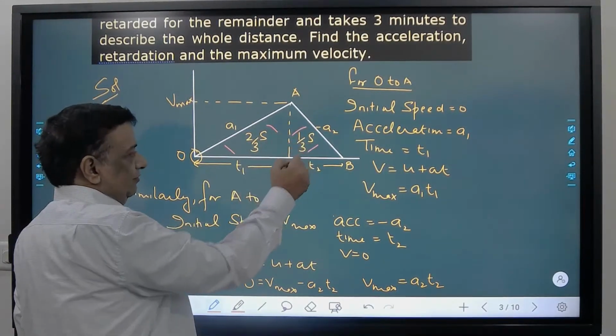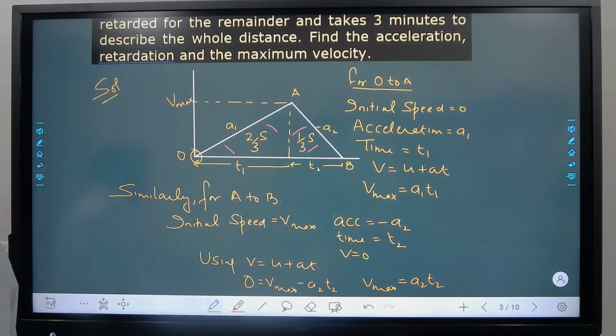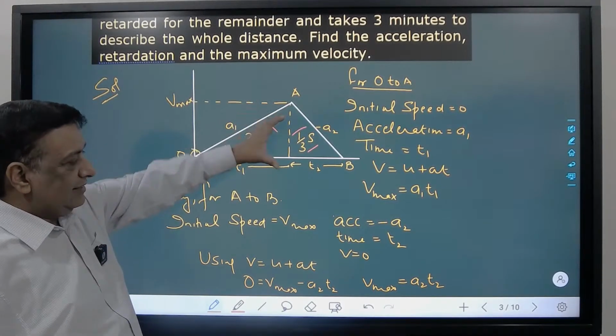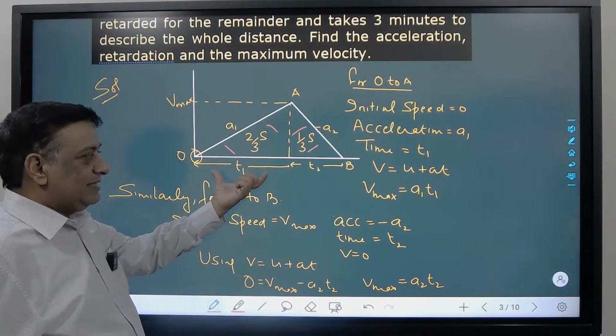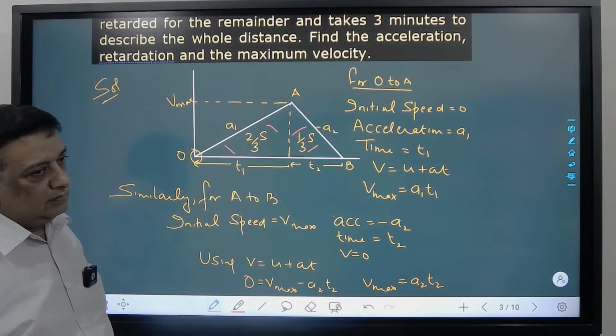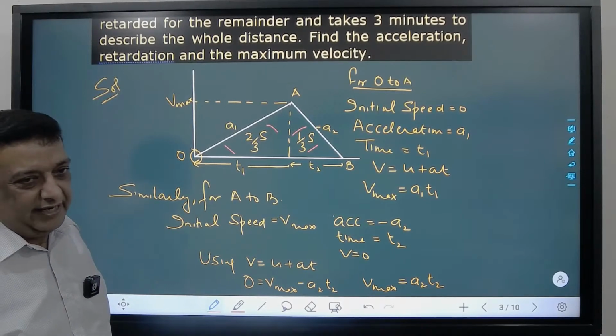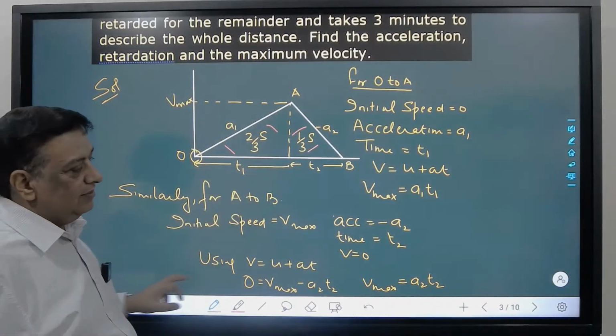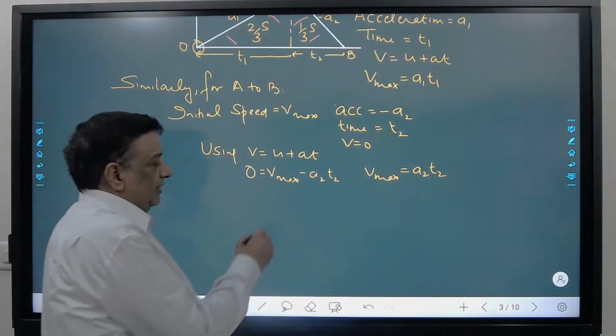Now, if you see carefully, we are given that the area of this triangle is double the area of this. Height is the same, it is Vmax, and area is double, that means T1 is double that of T2, because area is half base into height. If area is double and height is the same, that means base is double. So T1 is twice of T2.